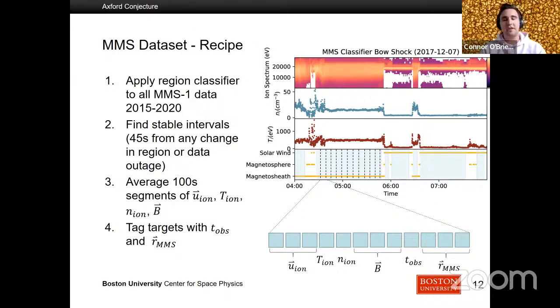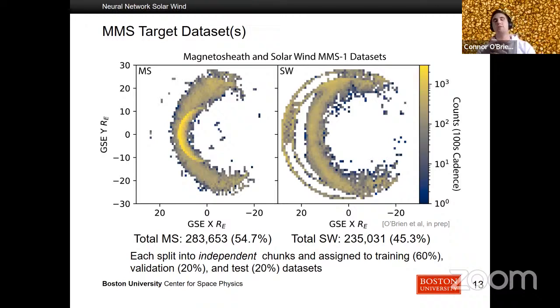Once we've identified these stable intervals, which are highlighted in blue, sort of example ones, this is not quite to scale, we averaged 100 second segments of the parameters that we're interested in: the ion flow velocity, the ion temperature, the ion density, and the magnetic field. And then after doing this averaging, we tag the targets with time and position to get this target data set from MMS.